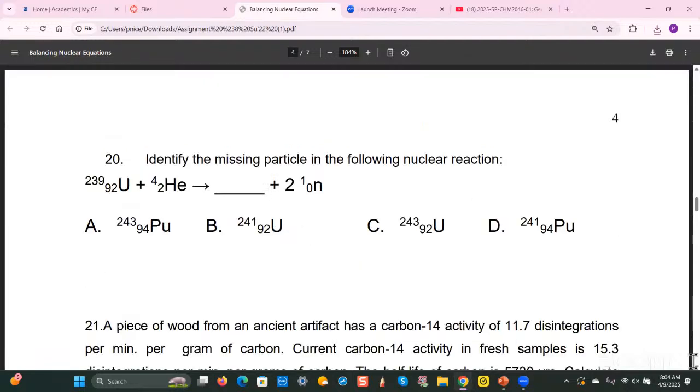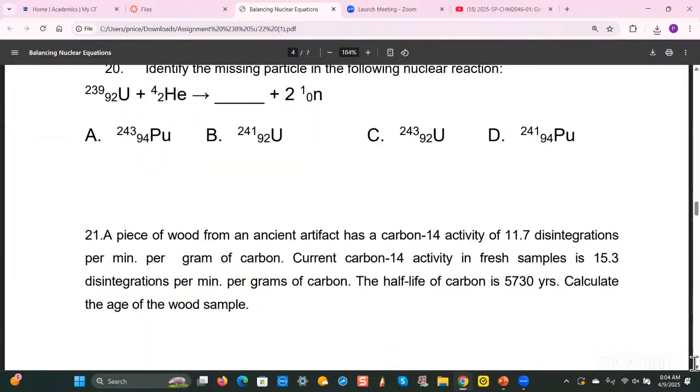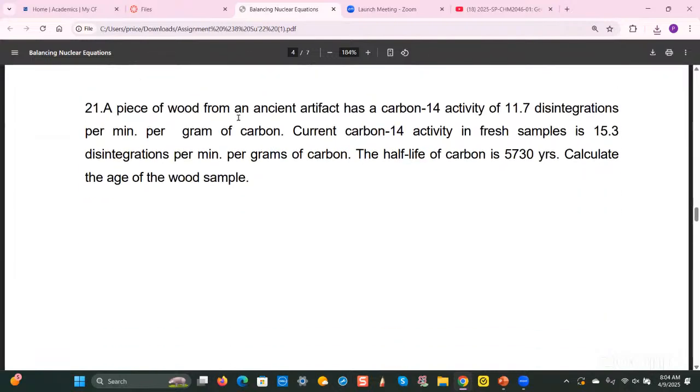All right. So let's look at question number 21, which says a piece of wood from an ancient artifact has a carbon-14 activity of 11.7 disintegrations per minute per gram of carbon. Current carbon-14 activity in fresh samples is 15.3 disintegrations per minute per gram of carbon. It gives you the half-life of carbon, and this should be carbon-14, by the way. And it says calculate the age of the wood sample.